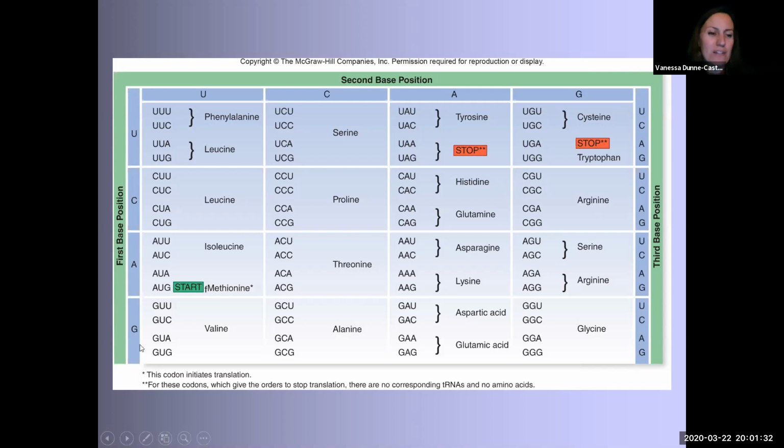To read this particular chart, you would start here with the first base position. So let's go back to our example of AUG. For AUG, the first nucleotide is A here, and then on the top part of our chart is the second base position. So again, AUG, our first base position is A here, second base position is U, so we're down in this box here. And then on this side, this is the third base position, and for each of these individual rows, it's U, C, A, and G in that order. So again, first base is adenine, second base is uracil, and the third base is guanine, so we would find AUG right here.